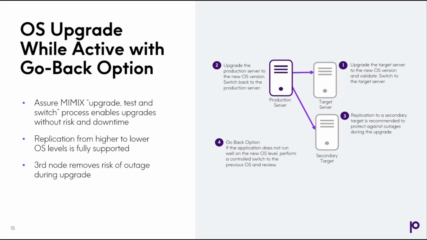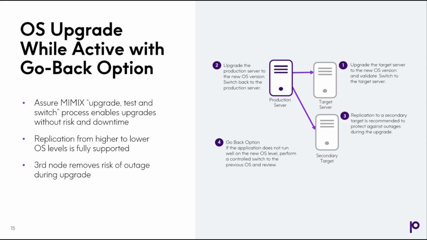And so what if you found out, when you upgraded this target server and switched to it, that your application wasn't going to run? Well, that's when you're going to run a week there. So you still have this production server at 7.5. You can simply shut down the application on the 7.6 node and do a controlled switch over to the 7.5 node. And remember, you have Mimics replication in there, so that's replicating the data back.